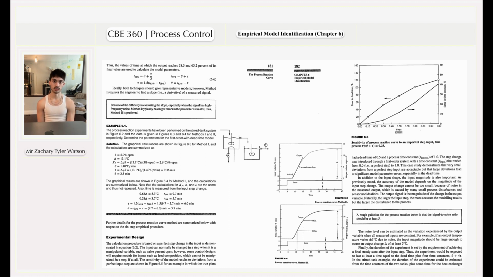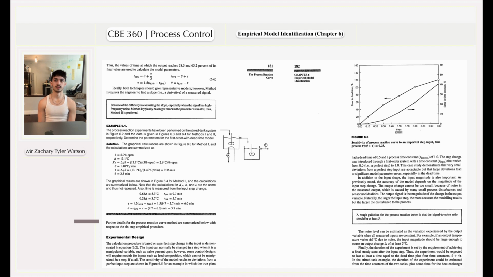The solution is given. The graphical calculations are shown in figure 6.3 for method 1, and the calculations are summarized as follows. We have variables and values for fancy D, delta, proportional gain Kp, S, tau, and theta. The graphical results are shown in figure 6.4 for method 2, and the calculations are summarized below. Note that the calculation for Kp and delta and fancy D are the same and thus not repeated. Also, time is measured from the input step change. We don't have more variables, we simply employed equation 6.6 given our data.